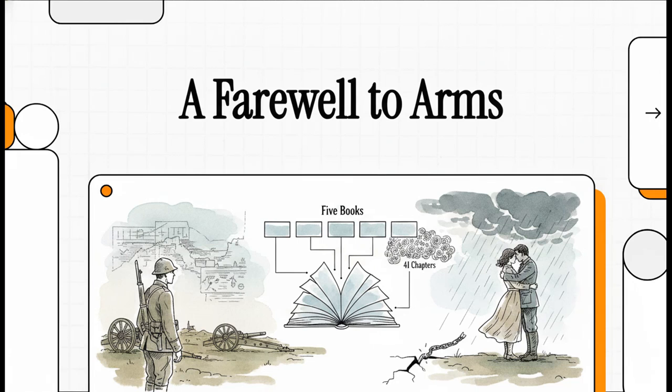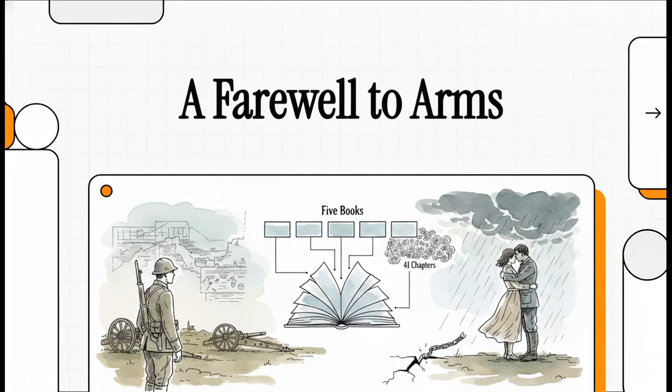Welcome to The Explainer. Today, we're unpacking an absolute heavyweight of 20th century literature, Ernest Hemingway's classic, A Farewell to Arms. But we're going to look at this masterpiece through a very specific lens. You see, Hemingway didn't just casually throw this story together. It is meticulously constructed. Instead of just a continuous stream of chapters, the novel is deliberately organized into 5 distinct books, comprising exactly 41 chapters.